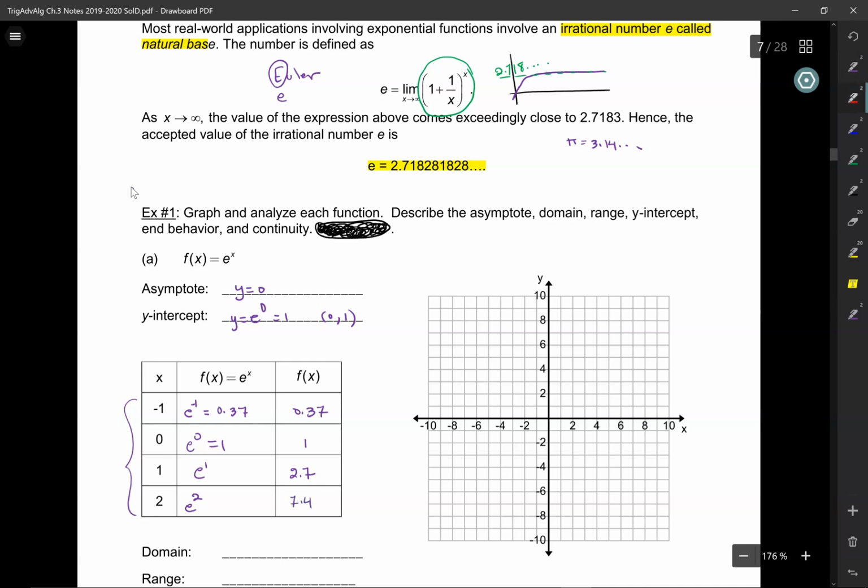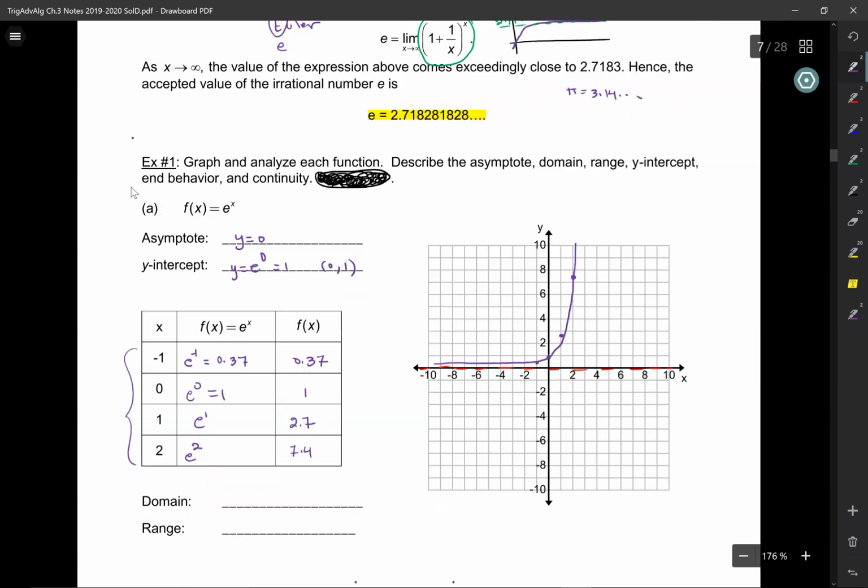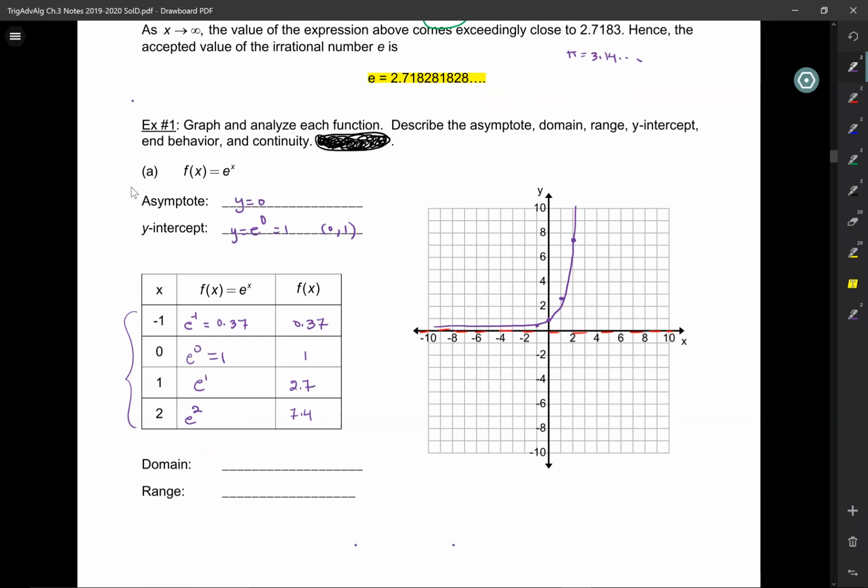Okay, so let's go ahead and put in our asymptote. At negative 1, y is 0.37. At 0, it's 1. At 1, it's 2.7, and then 7.4. And that's how that looks, right? So you see it doesn't look any different than any of the other ones because there is not really that much difference. The domain is still all reals. The range is y greater than 0, just like before.